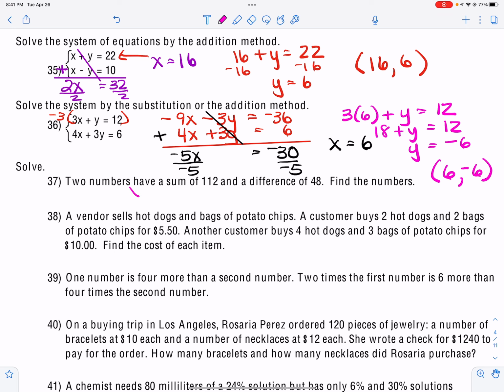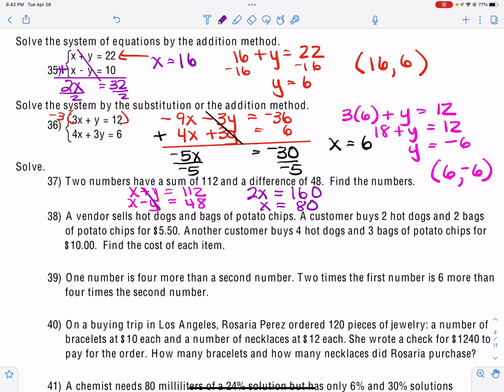So I'm going to say x plus y is equal to 112, and then their difference, x minus y, is equal to 48. And again, this is going to be set up perfectly because your positive y and your negative y are going to cancel out. So you are going to get 2x, x plus x is 2x, and 112 plus 48 makes 160. And so then I would divide, and x is going to be 80.